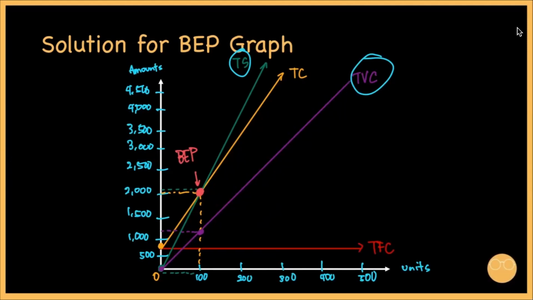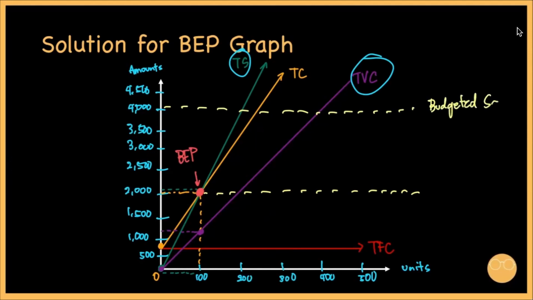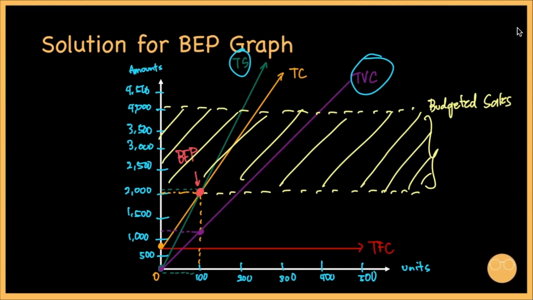But if we are looking now for the margin of safety, it is any number of sales that will be beyond the break-even point. Let's say our sales here is 4 million. This will be our budgeted sales. And since our break-even point is 2 million sales, therefore our margin of safety is this area. Any sales within this area will be understood as the margin of safety, meaning to say you are having a safe level amount of sales because you will not incur any losses.